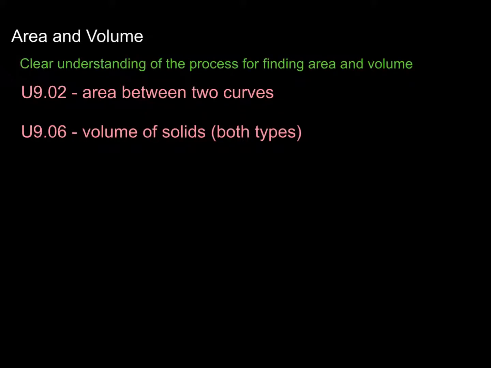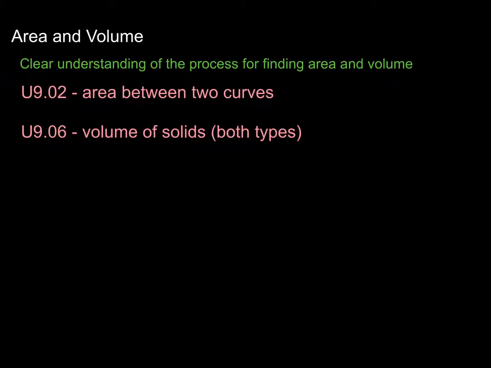Okay, obviously we discussed area and volume, and we calculated the area between two curves and the volume of solids using the definite integral. So what you want to have is a clear understanding of the process for finding area and volume. Unit 9.02 is where we finish with area between two curves, and so you can go back to that video to get a summation of the process by which we want to find the area between two curves. And it would be helpful to maybe go back to 9.01 to remind yourself of why the definite integral accomplishes this so well.